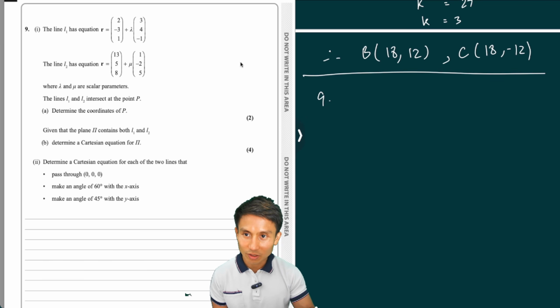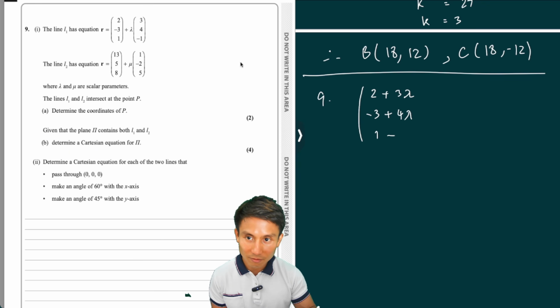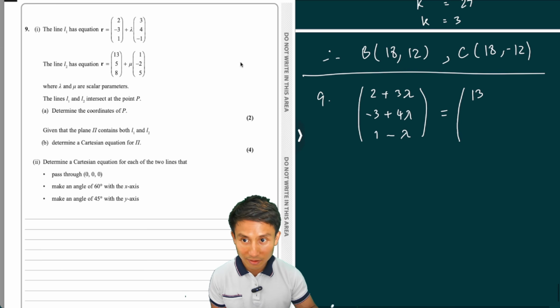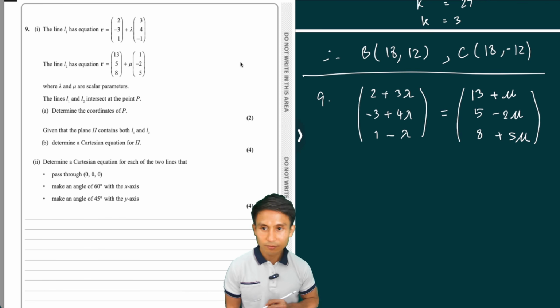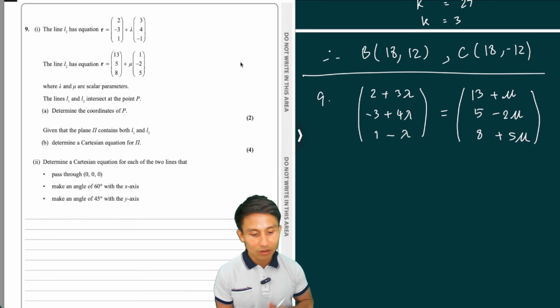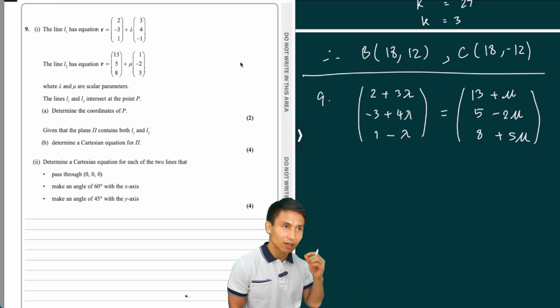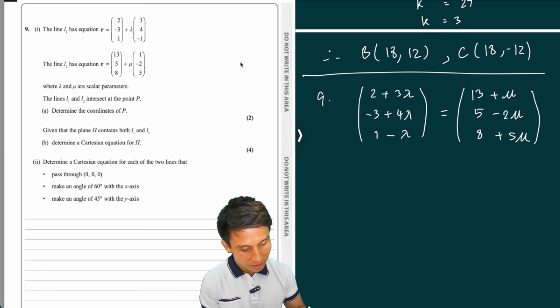So if I simplify the first vector equation, I'm going to get 2 plus 3 lambda, minus 3 plus 4 lambda, and 1 minus lambda. And I'm going to put that equal to 13 plus mu, 5 minus 2 mu, and 8 plus 5 mu. Yeah, like that. And now we need to find the solutions and validate that the mu and the lambda are consistent. So let's just maybe do the first one.